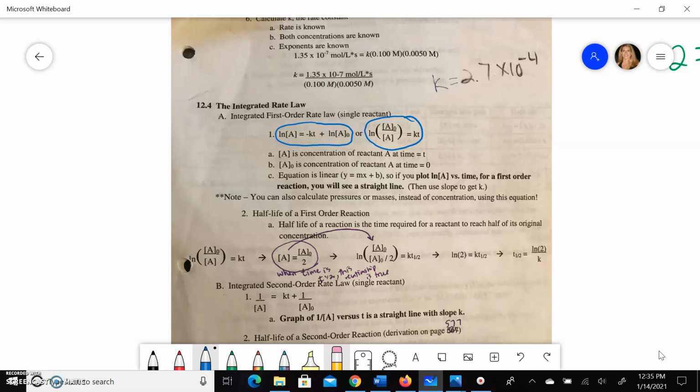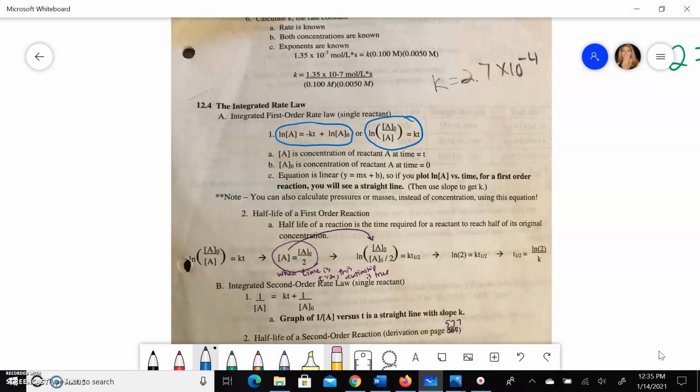So first of all, there's two different A's in brackets, and remember brackets means concentration. A with a little subscript 0 means A at time 0. So this means the initial concentration of A, and then the bracket A without the 0 is saying A at a new time, so the new concentration after time has passed.